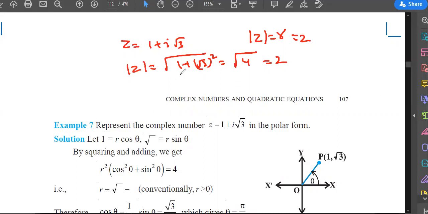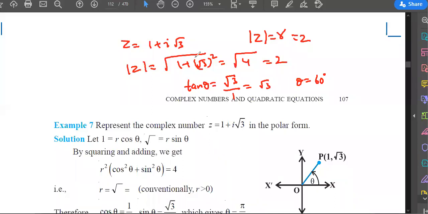Now, we will find tan theta. Tan theta is equal to, forget about the sign. That's the trick. Forget about the sign. So it's b by a, which is root 3 by 1. So this is root 3. So theta is equal to 60 degree. Yes or no? Forget about sign. You don't have to worry about sign. Even if it was minus root 3 by 1, still you will take just root 3.